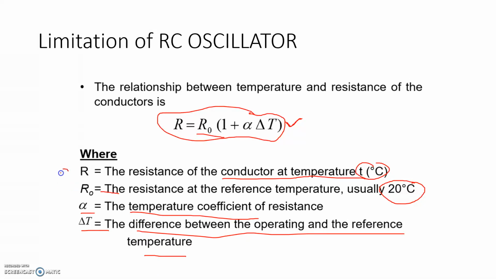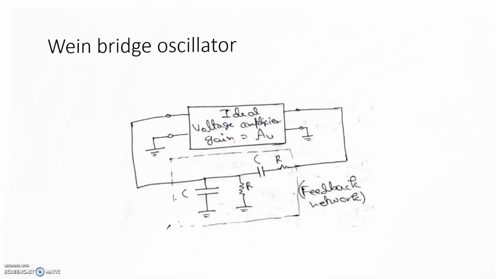So these parameters you all know, and this is the relationship we know: R equals R naught into (1 plus alpha into delta T). From this expression it is quite clear that as the temperature increases, the resistance will obviously increase. Okay, that is the disadvantage. See, what is the disadvantage? You will understand it very easily.